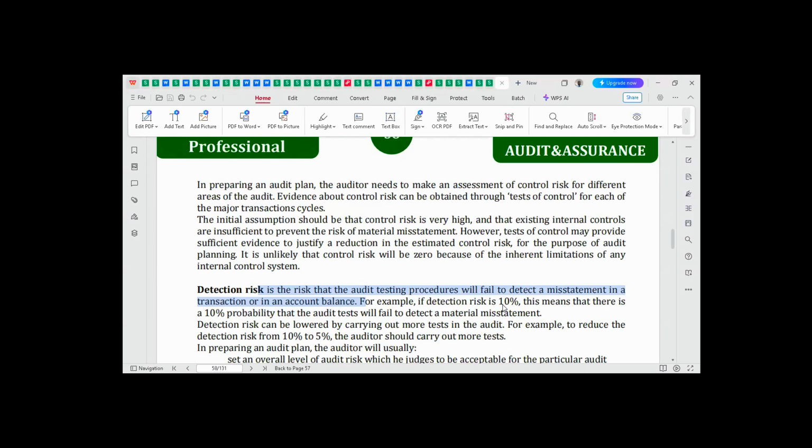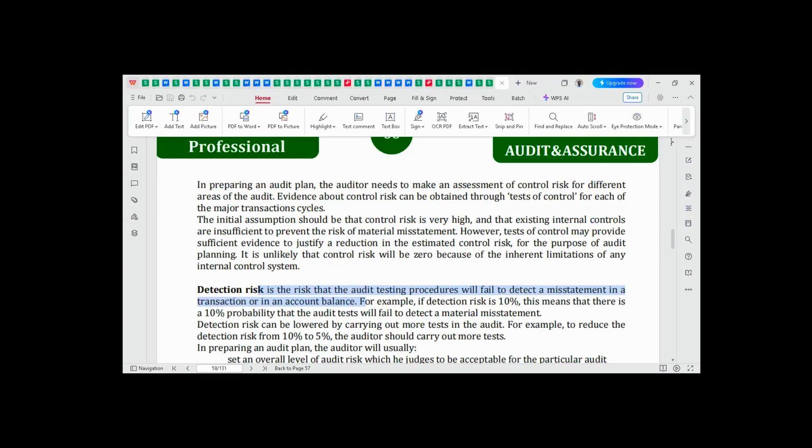Now, if you put the three together, inherent risk, control risk, and detection risk, the relationship between these three is what we know as the audit risk model. If the inherent risk is high, that means control risk is also very high.